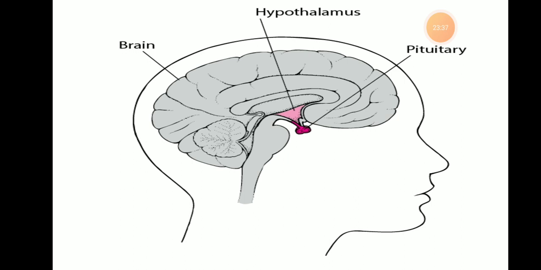So it is well protected in the depression of the sphenoid bone. So the skull itself consists of specific bones or bone structures. One of the bones is the sphenoid bone, and this sphenoid bone consists of a specific depression, and this depression protects the pituitary gland here.